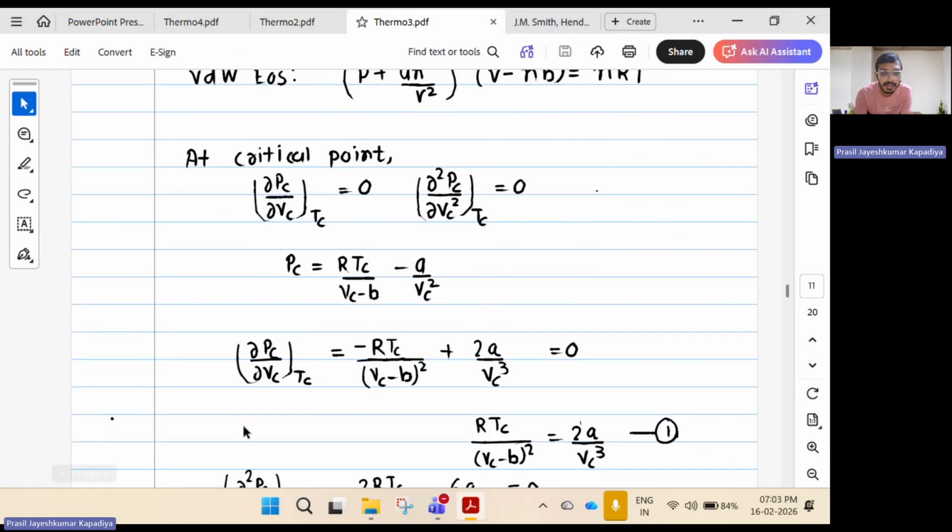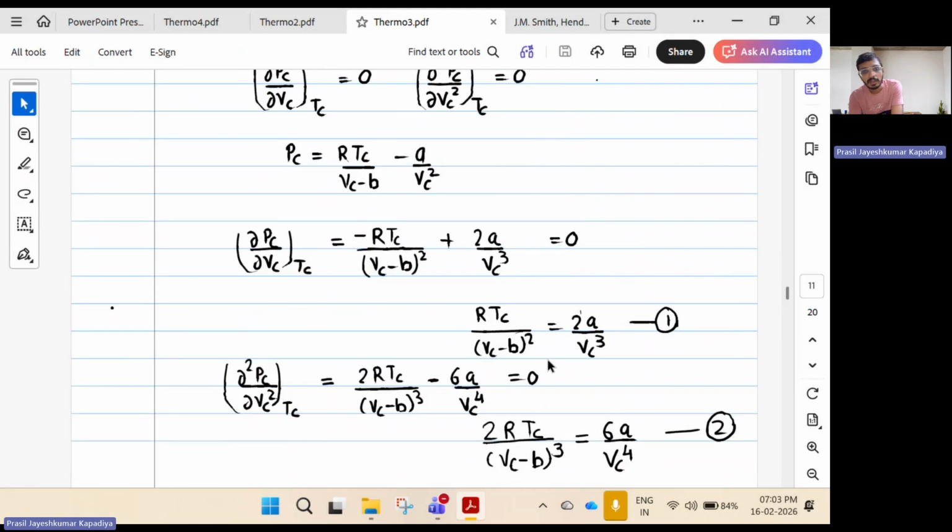So my ∂PC/∂VC at constant TC: I need to differentiate with respect to VC. The derivative of 1/V is minus 1/V², so it is minus RTC divided by (VC − B) whole square. And the derivative of 1/V² is minus 2/V³, so plus 2A/V³ is equal to 0. So I get this first equation.